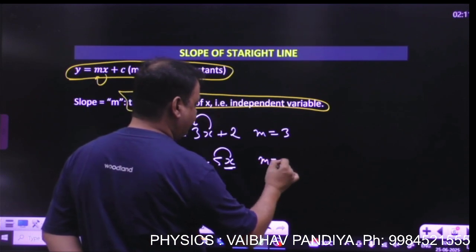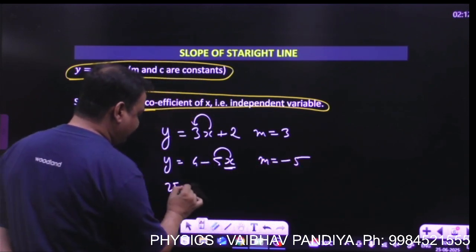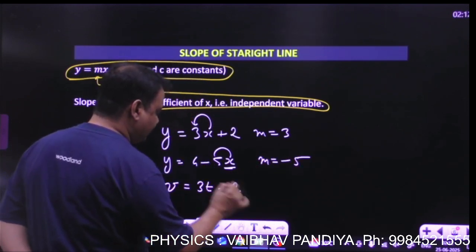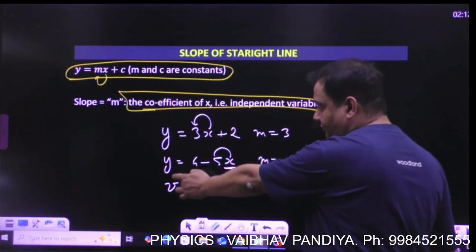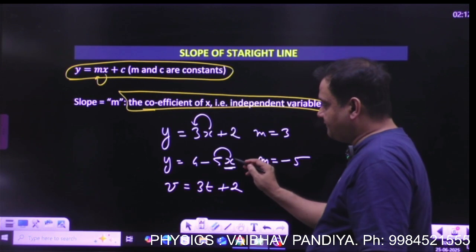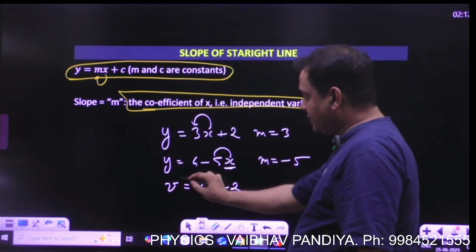Minus 5, slope will be minus 5. If you're writing velocity as 3t, 2. Now here, I'm changing the variables. In place of y we have velocity, in place of x we have t. So here you have to find the slope.